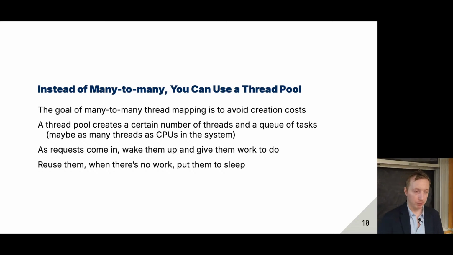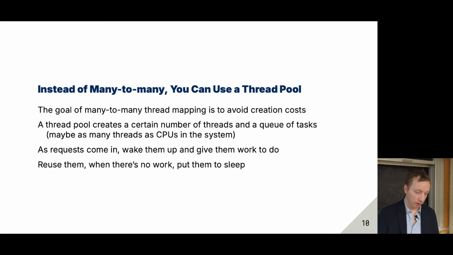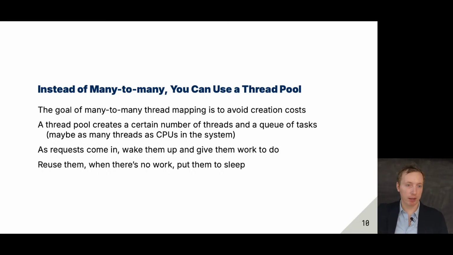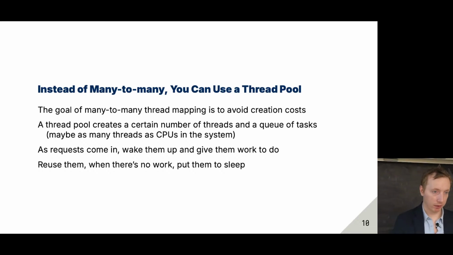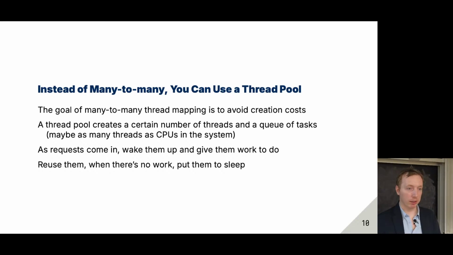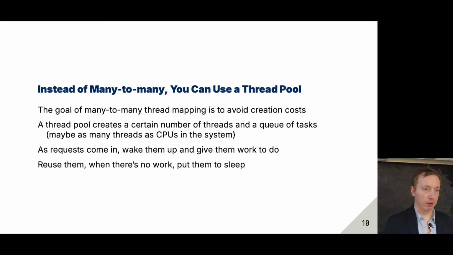What do you mean by queue of tasks, and who controls the thread pool? Is that the kernel or the user? So this would be the user. Either you implement this or it's part of a library. And the queue of tasks is just a queue of functions to run. Okay, so what you're doing is creating a couple of kernel threads, and you're mapping more user threads to fewer kernel threads?